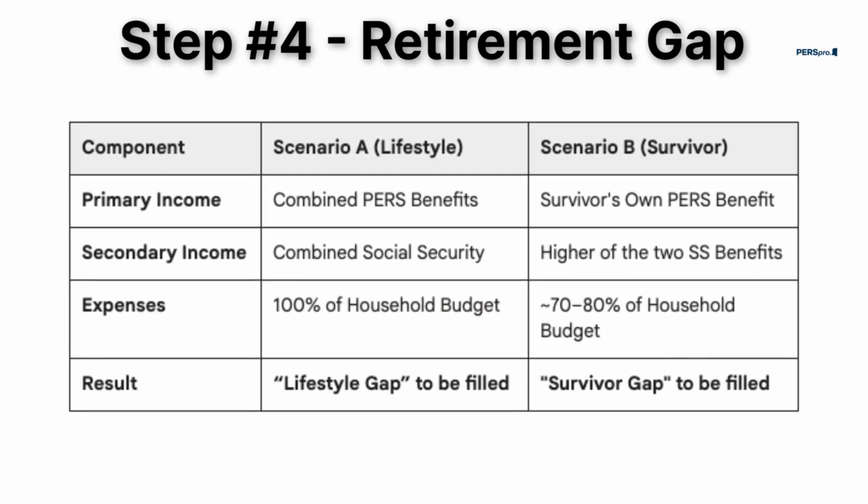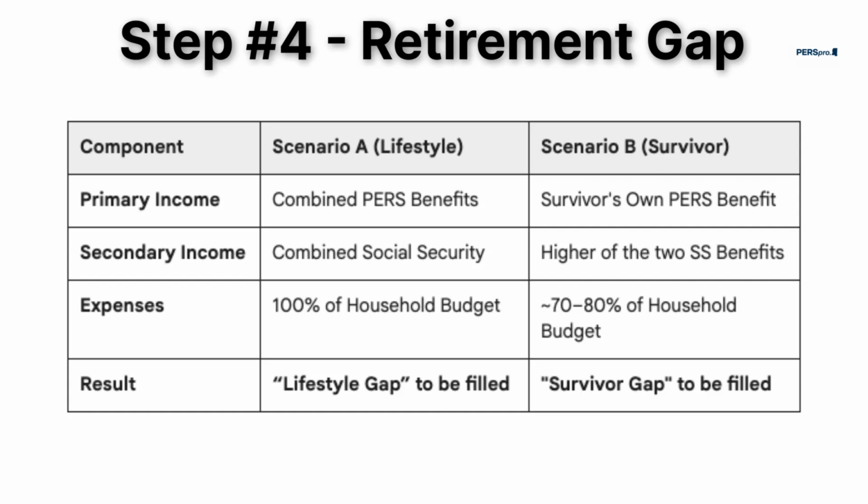Step 4 is the most revealing: calculating the retirement gap. This is the difference between what you need from step 2 and what you have from step 3. You must run this calculation for 2 very different scenarios. Scenario A, lifestyle gap. Does your combined income cover your lifestyle? And scenario B, survivor gap. If you pass, will your survivor's sole income cover their lifestyle? The gap for each scenario should be looked at across each year of your retirement and the survivor's needs.